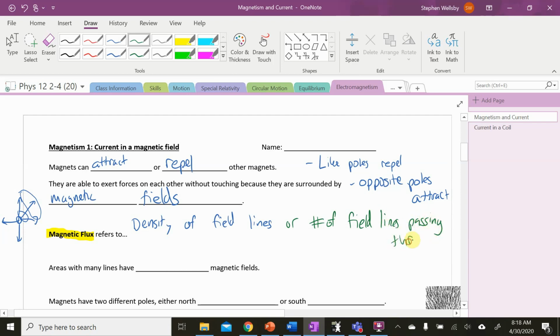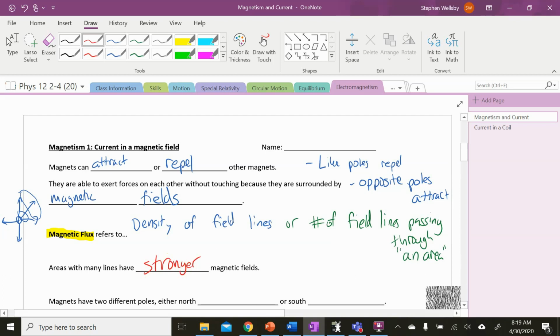Now, this idea of passing through an area is something that we're going to see more in the coming weeks. So we're going to define what that area is and why it's important when we talk about electromagnetic induction, which is going to be in about 5 weeks. So as we probably guessed, areas that have many lines closely together are going to be where we have stronger magnetic fields.